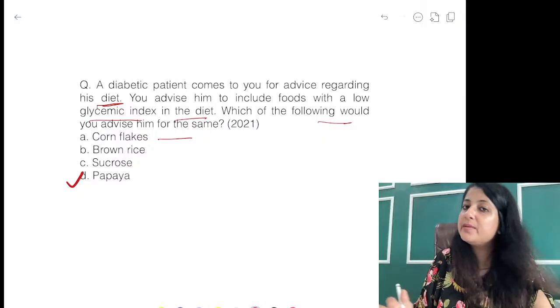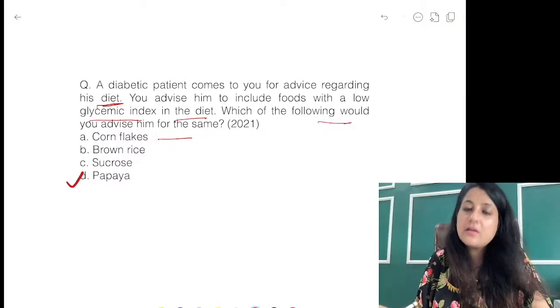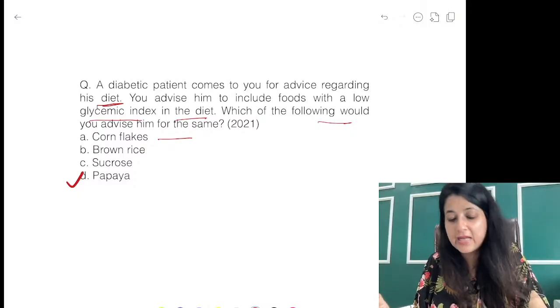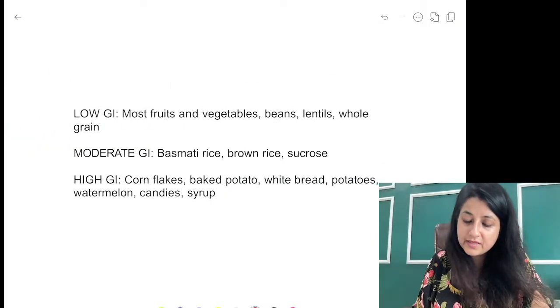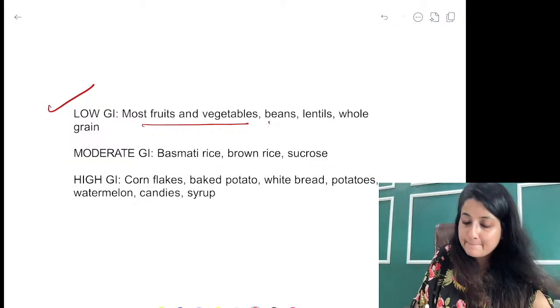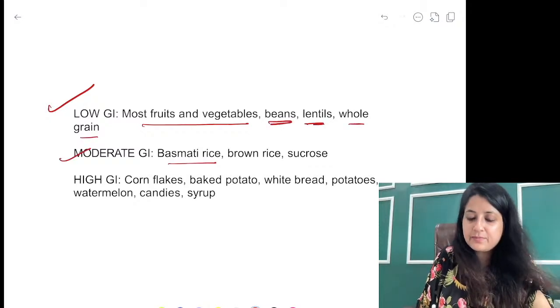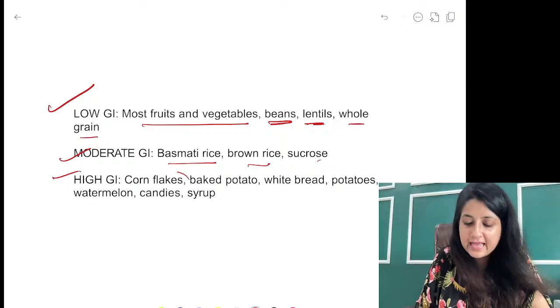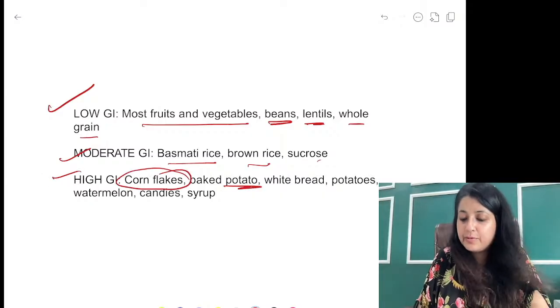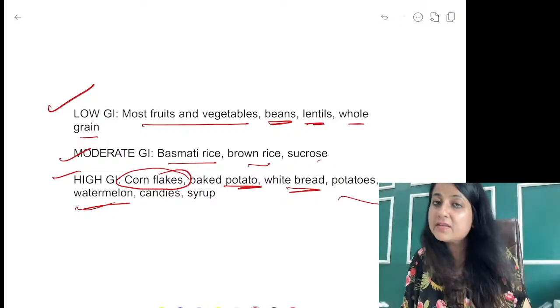Most fruits and vegetables are low glycemic index, okay? Most fruits and vegetables are low except watermelon and potato. Now look over here, low glycemic index: most fruits and vegetables, beans, lentils, whole grain. Moderate: basmati rice, brown rice and all this. High: cornflakes, baked potato, white bread, watermelon, potatoes. Something from this can come.